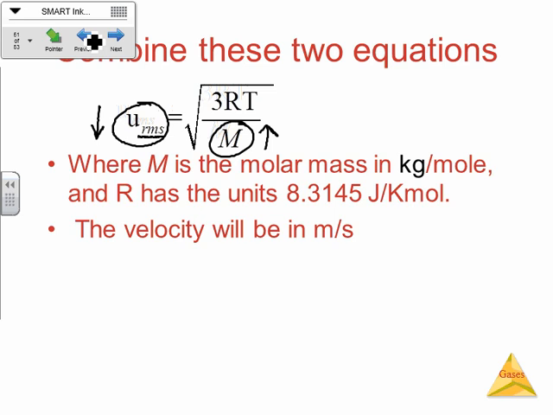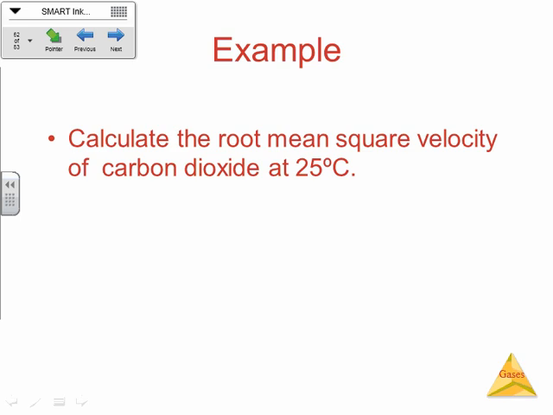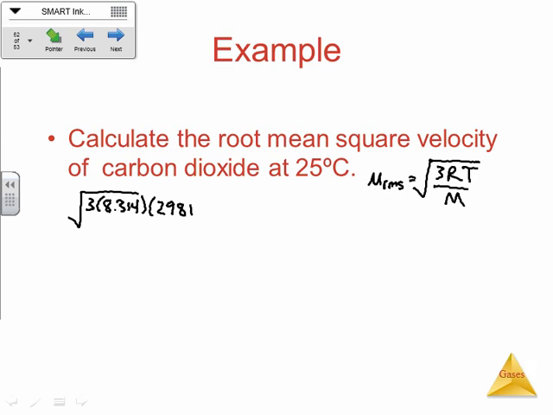Coming back to our equation here, the square root of 3RT over M. So there's our equation, and all you're doing is plugging into this to find the velocity. We've got the square root of 3 times our R, which is the 8.314, times our T, which has to be in Kelvin, obviously. That's 298. And then we divide that by the molar mass.